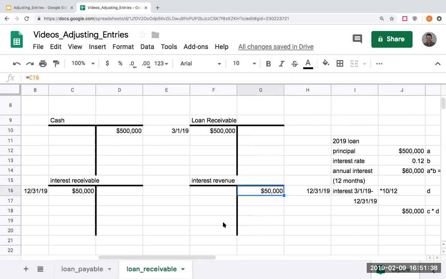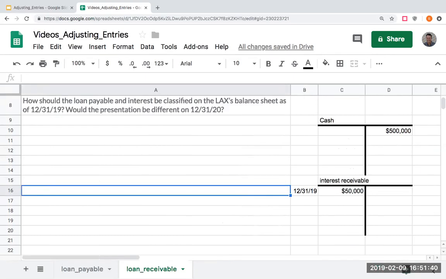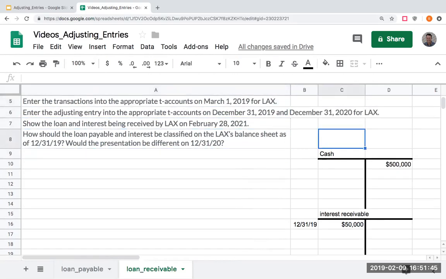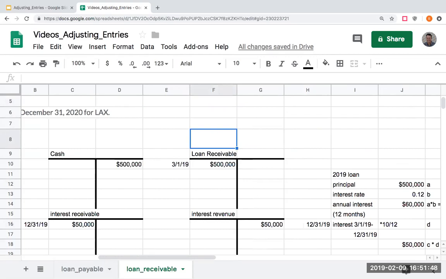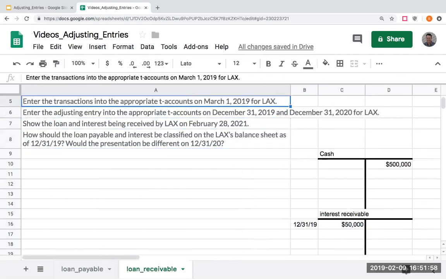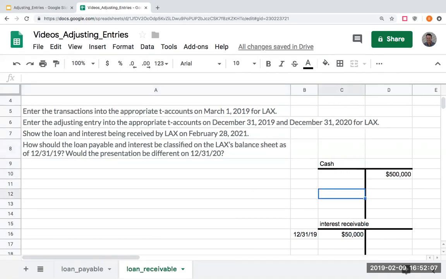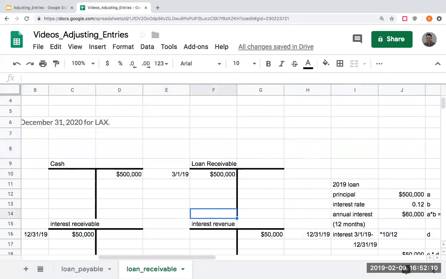And so when I'm looking at this on my balance sheet, and we'll just do 2019 first, how would I be classifying this on my balance sheet as of December 31st, 2019? Well, if something's due within a year, it's going to be a current asset. However, this loan is not payable until February 28th, 2021. So as of December 31st, 2019, this is going to be a non-current asset for both the interest and the amount of the loan receivable.